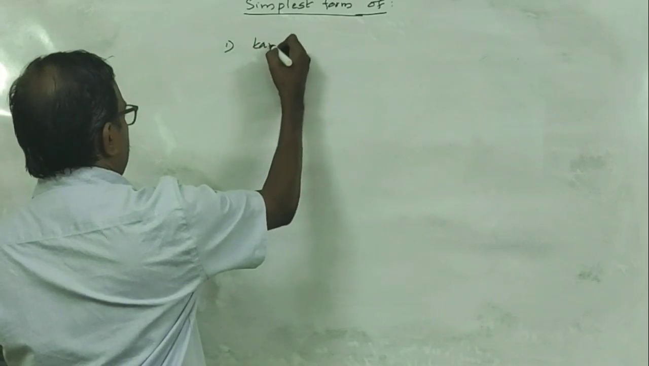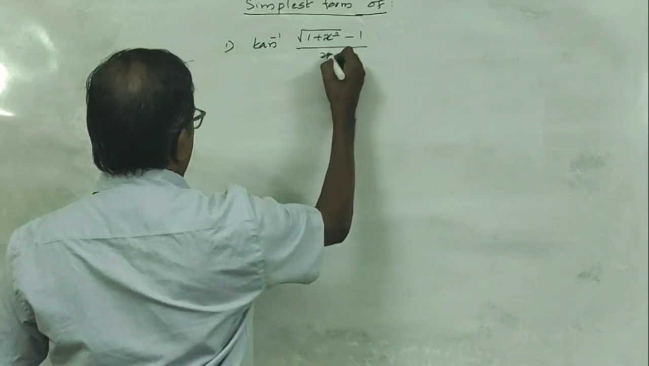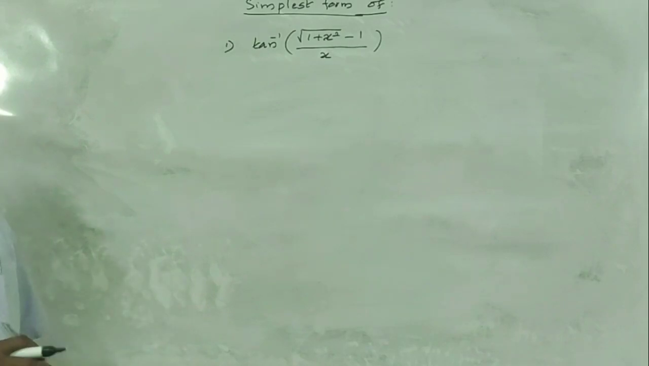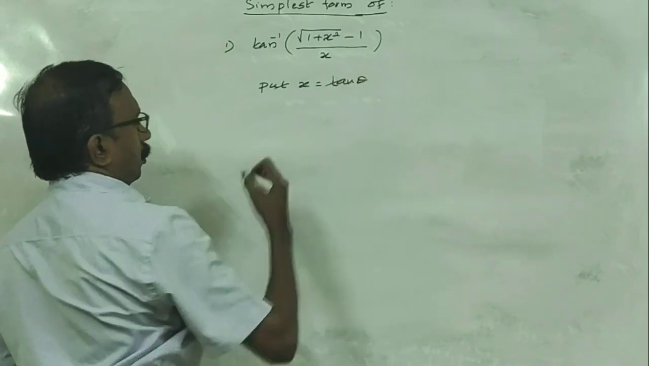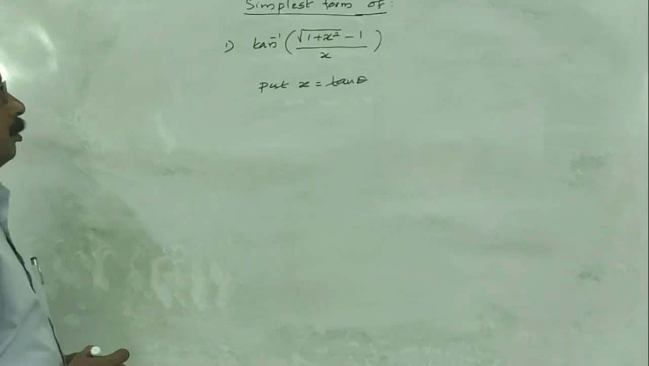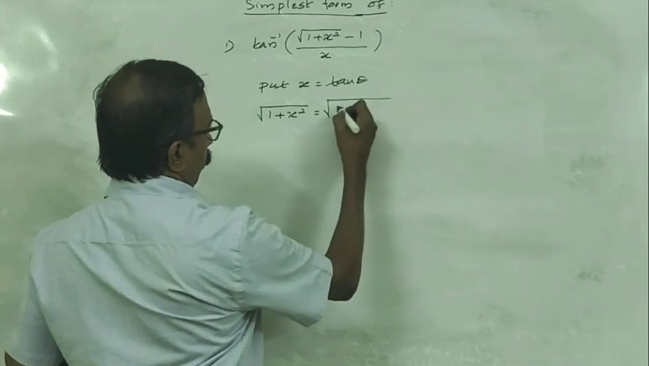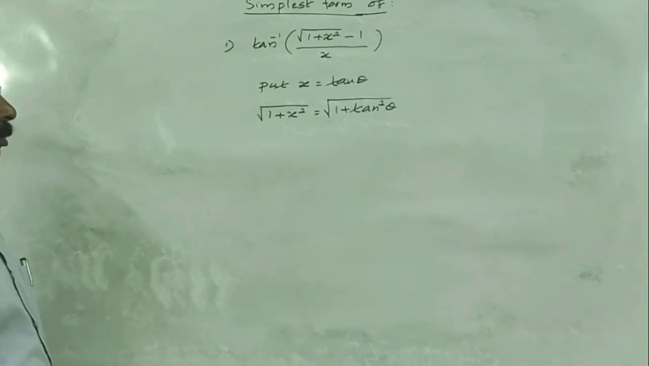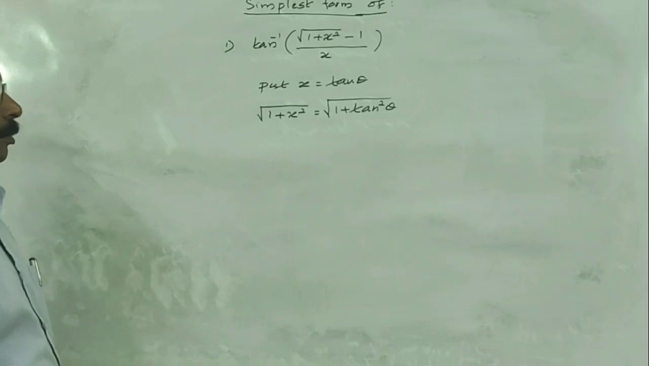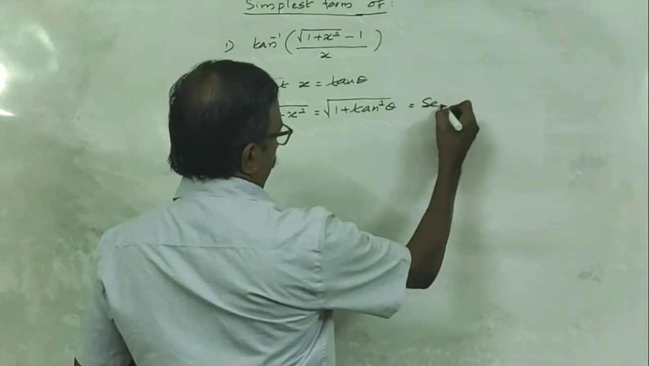First question, tan inverse of (root of 1 plus x square minus 1) by x. Here we put x is equal to tan theta. So root of 1 plus x square is equal to root of 1 plus tan square theta. One plus tan square theta is sec square theta. Root of sec square theta is sec theta.